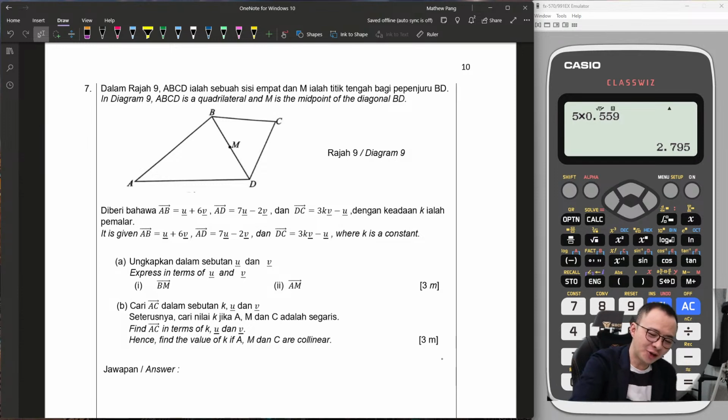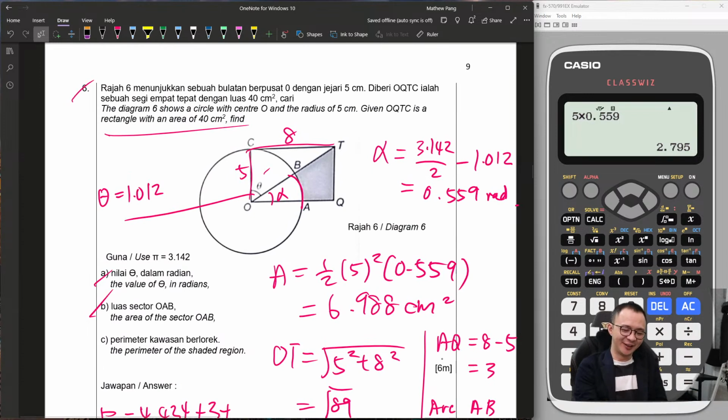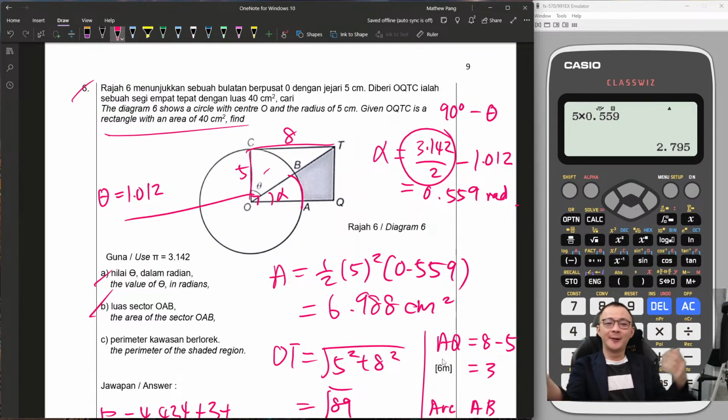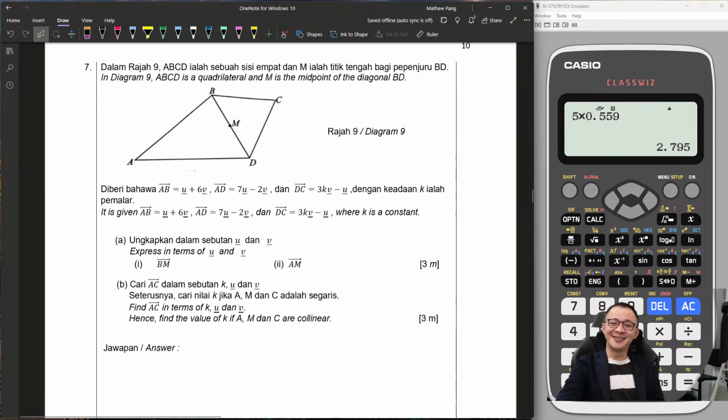Very good question. Why 3.142 divided by 2? Because this is the radian version of 90 degrees. Because we know we want to find alpha, right? It is 90 degrees minus theta, isn't it? But 90 degrees in radians will mean pi over 2, since pi is 180 degrees, correct? Yeah, I see a lot of students trying to help there. Okay, good.